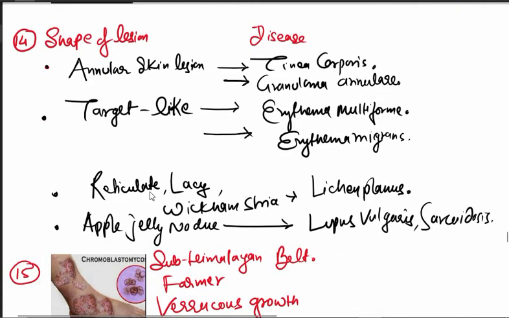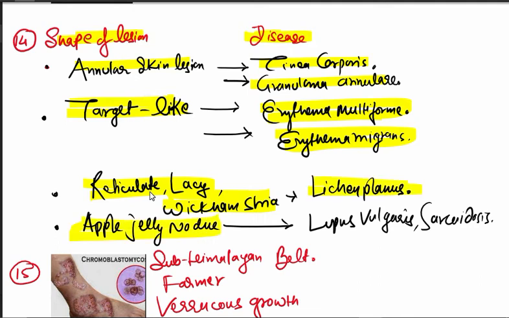Next one, we will see some lesion types and corresponding diseases. Annular skin lesion is seen in tinea corporis and granuloma annulare. Target lesion is seen in erythema multiforme and erythema migrans. Reticulate lacy Wickham's striae is seen in lichen planus. Apple jelly nodule-like lesion is seen in lupus vulgaris and sarcoidosis.